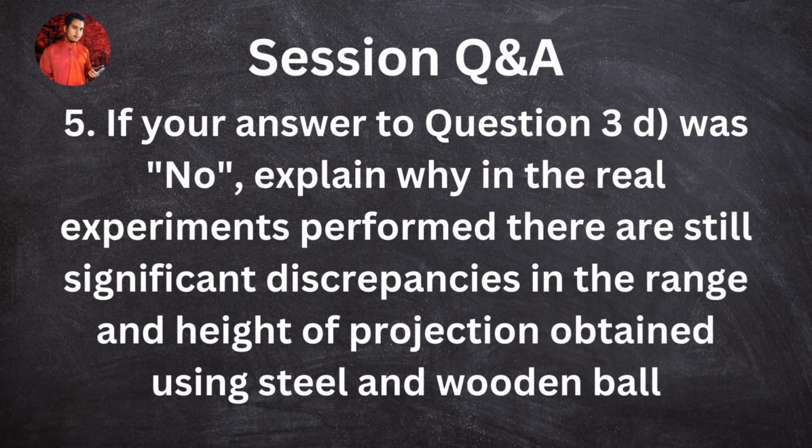Okay, so the last question is, if your answer to question 4 was no, explain why in the real experiments performed there are still significant discrepancies in the range and height of projection obtained using steel and wooden balls. So the answer is, in real experiments, the discrepancies could be due to factors such as differences in surface roughness, which can affect air resistance, and imperfections in the balls.